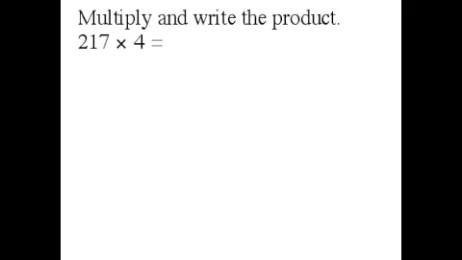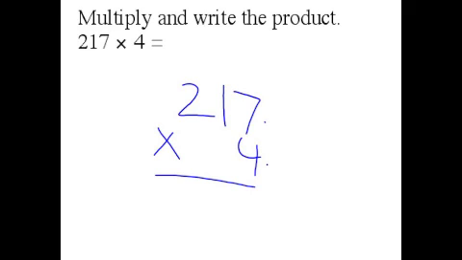This question is brought to you by Vivian and Marissa. Multiply and write the product. 217 times 4. So you do the standard way. So do 7 times 4, and that equals 28. Put the 2 up on the top of the 1 and 8 down below. Then do 4 times 1 equals 4, and then add 2, which is 6. So put the 6 down below. Then do 4 times 2 equals 8. So put the 8 down below, which the answer equals 868.